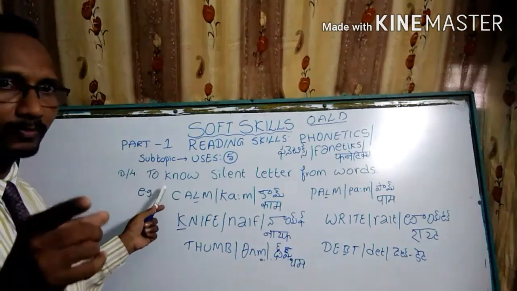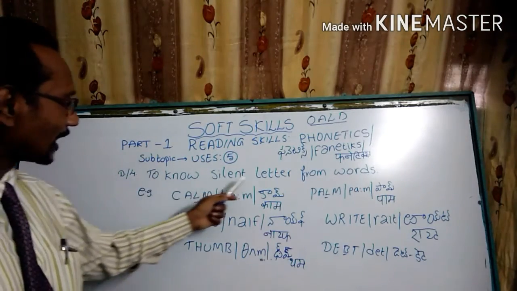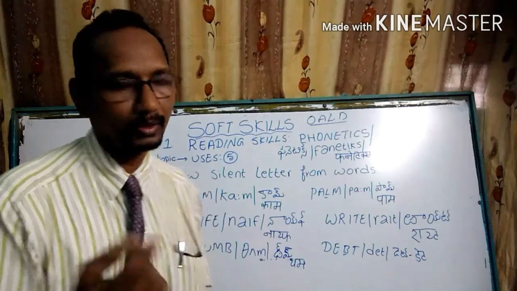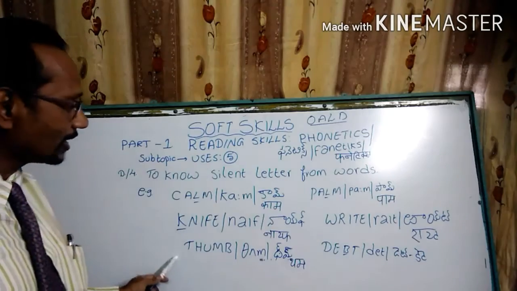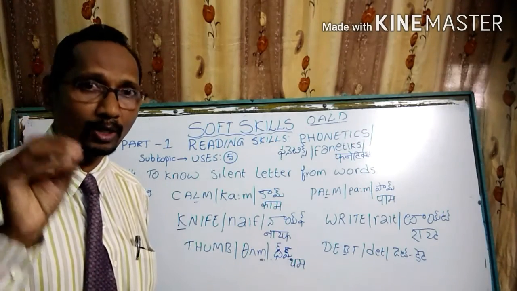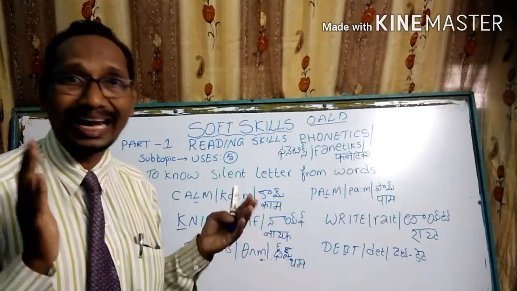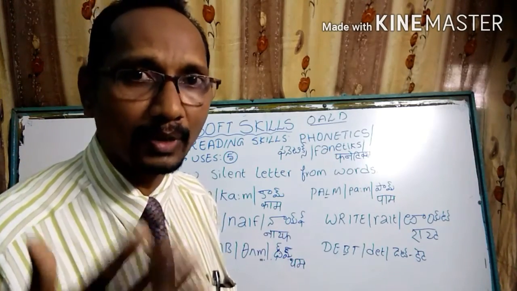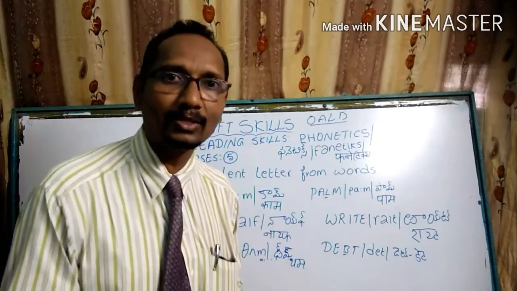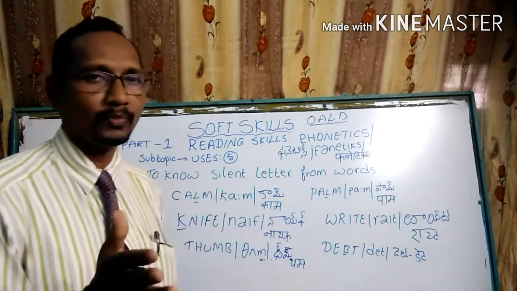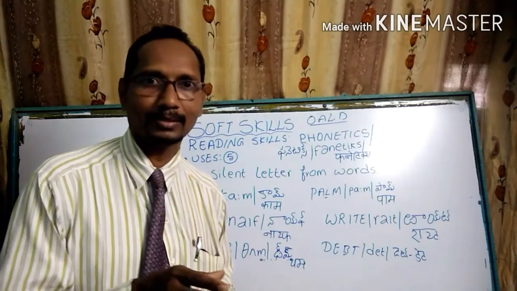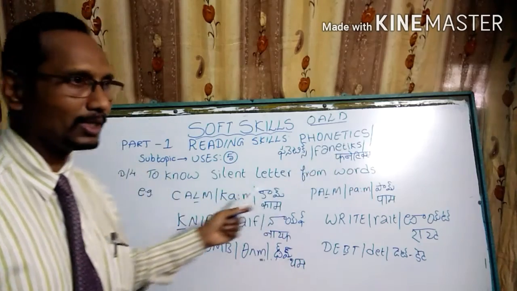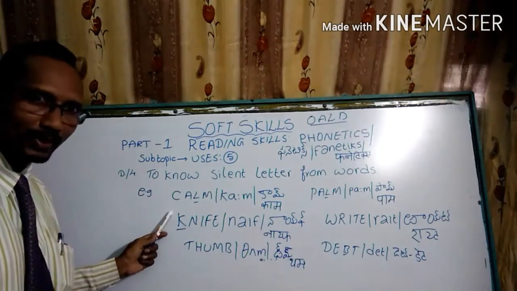Coming to the fourth one here: to know silent letters from words at the time of pronouncing. For examples, I gave here 6 examples. Every day we are using these words, but we don't know the reasons why sometimes they are silent or not. So if you want to know silent letters at the time of pronouncing, you should go to the phonetics. Here I give you some examples.